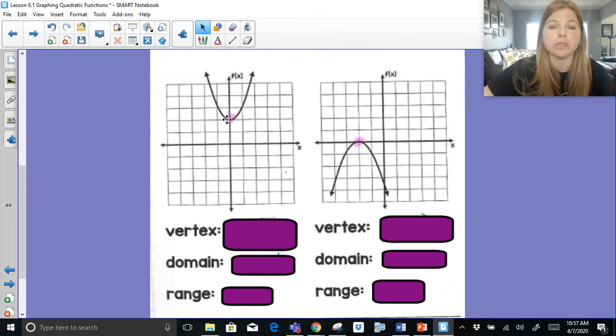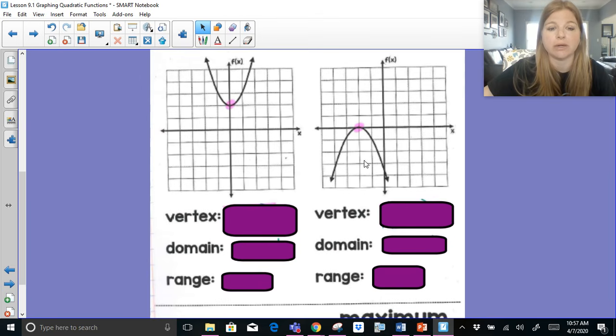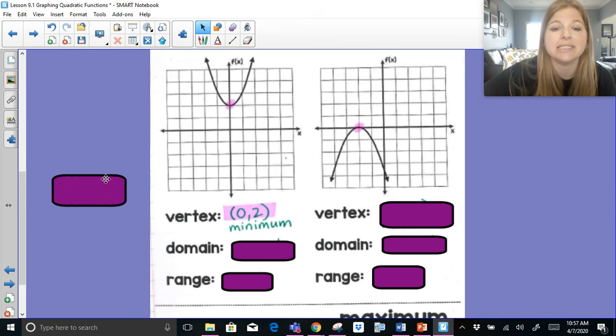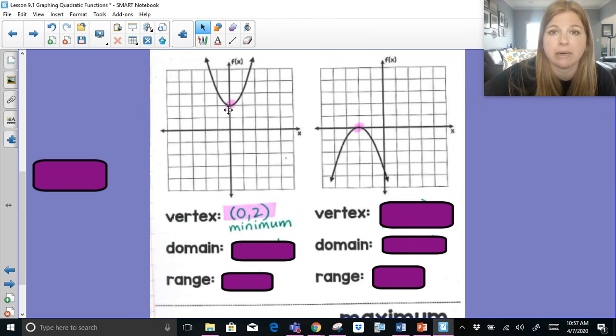So here I have an upwards facing graph and a downwards facing graph. First, I'm going to just note the vertex. So here in this graph, here's my vertex. The coordinates of that vertex are at 0, 2. Is that vertex a minimum or a maximum? Is it the lowest point on the graph or is it the highest point on the graph? It's definitely the lowest point. This is the lowest point of my graph right down here. So that would be called a minimum.